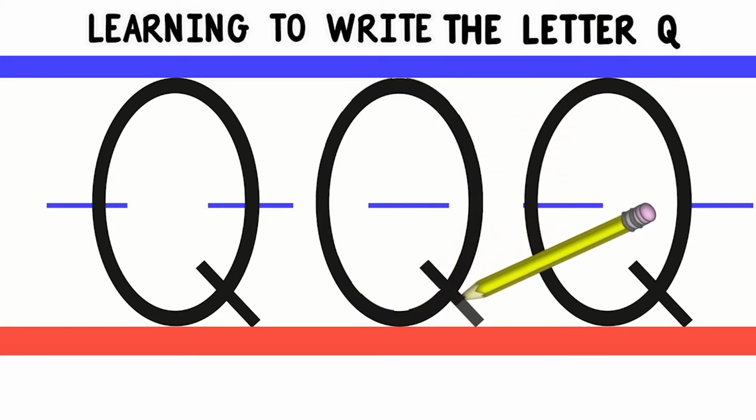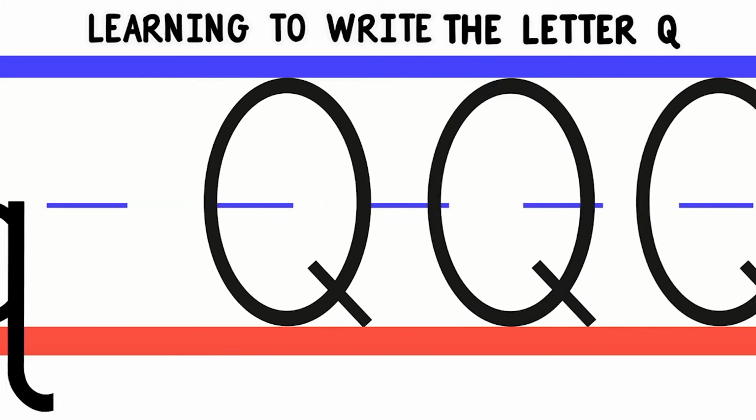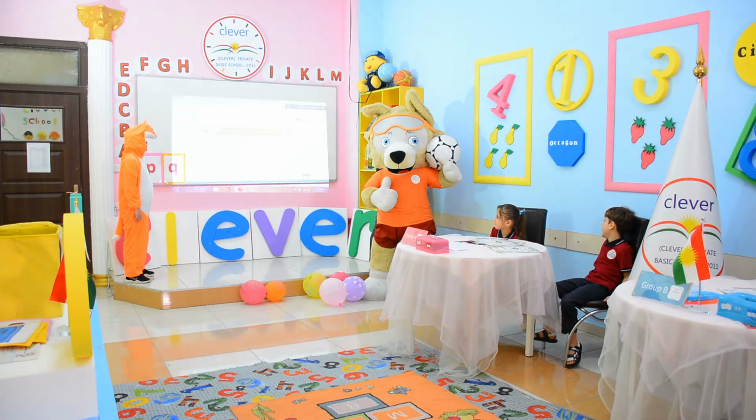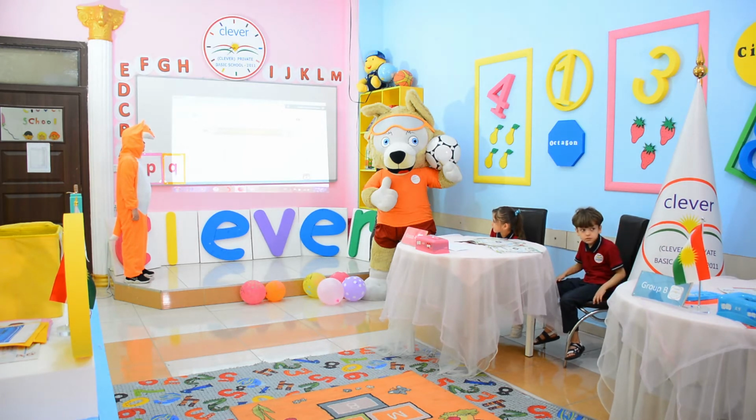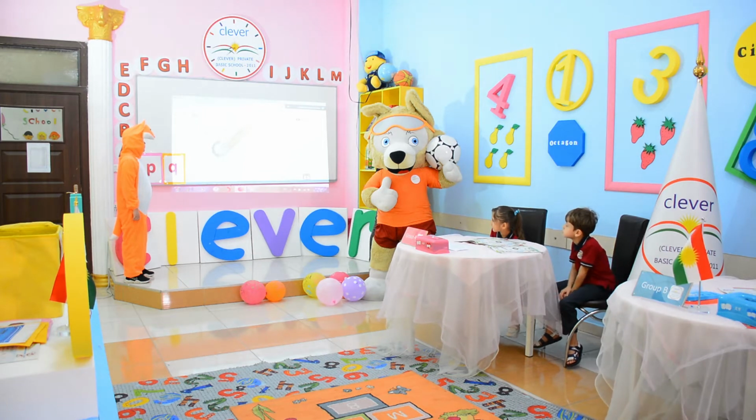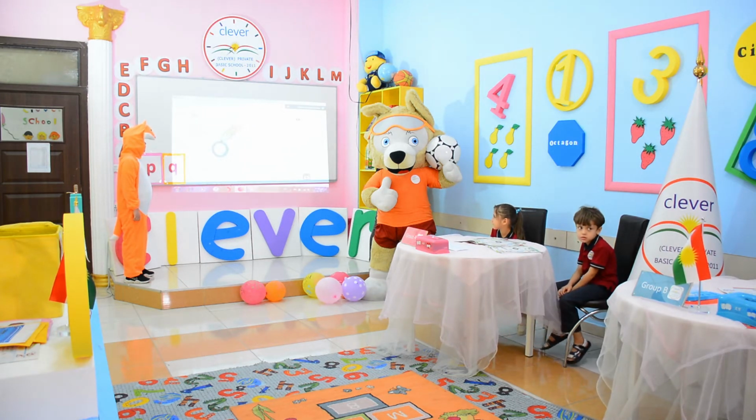Good job! Now let's do lowercase or little q. To do lowercase q, we'll start in the middle and do a circle around. Then we'll do a straight line down and give it a curved tail at the end.